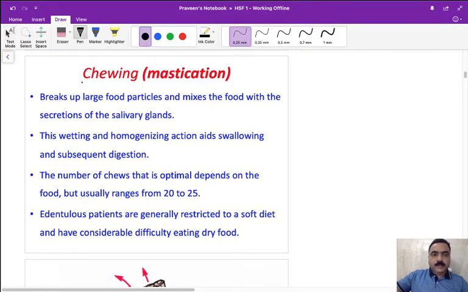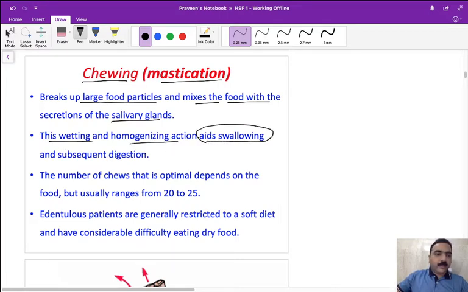The purpose of chewing or mastication is to break the large food particles and mix the food with the saliva. That's the major role. This is like the wetting and homogenizing action, and it helps with swallowing and subsequent digestion. The optimal number of chews is 20 to 25. It's just an optimal range.